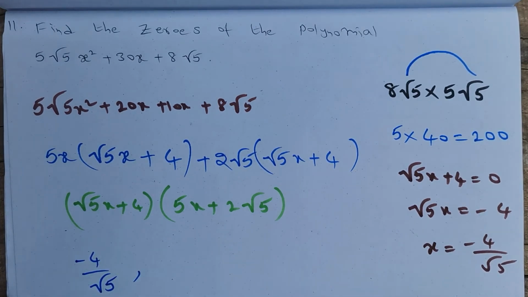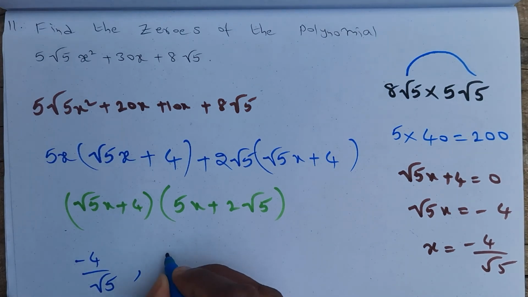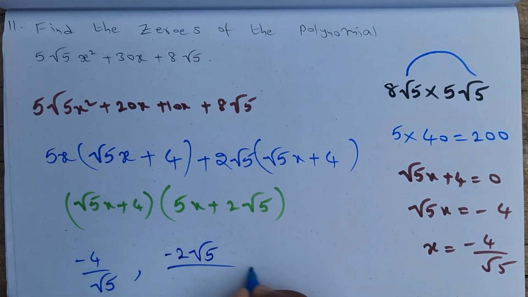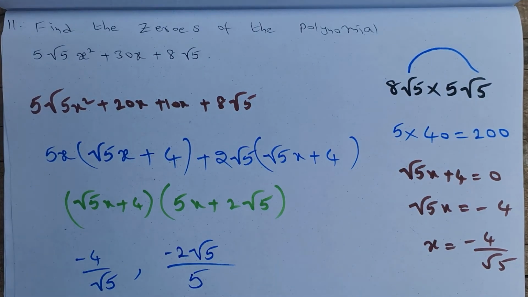For the second one, in a simple way I will say: here plus 4 is there, so we got minus 4. Here multiplied by root 5 is there, so divided by root 5. The same logic here also. Plus 2 root 5 is there, so we will get minus 2 root 5, divided by 5, since here multiplied by 5 is there. So the roots or zeros of the given polynomial are minus 4 by root 5, minus 2 root 5 by 5.